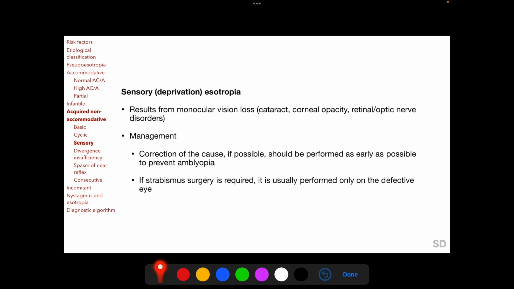Sensory or deprivation esotropia results from monocular vision loss, which can occur from cataract, corneal opacity, retinal and optic nerve disorders. Correction of the cause, if possible, should be performed as early as possible to prevent amblyopia, and if strabismus surgery is required, it is usually performed only on the defective eye.